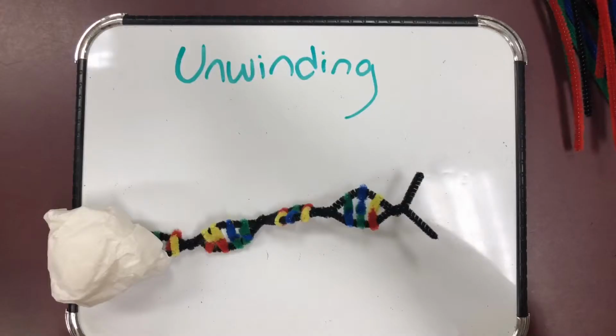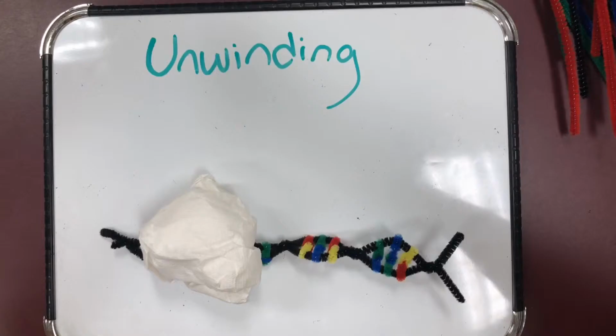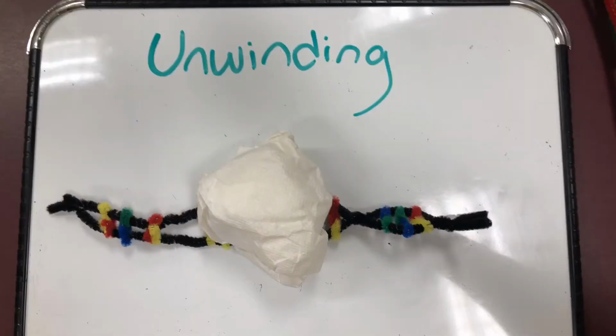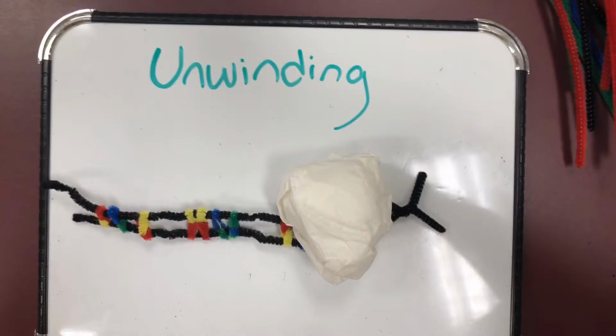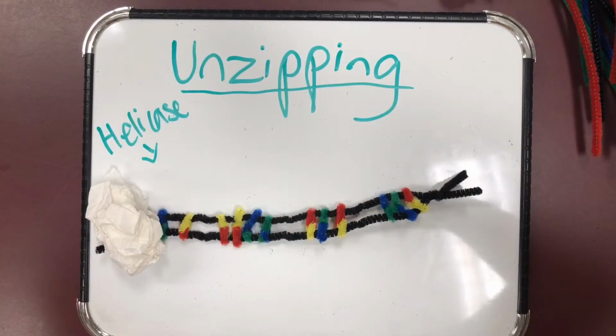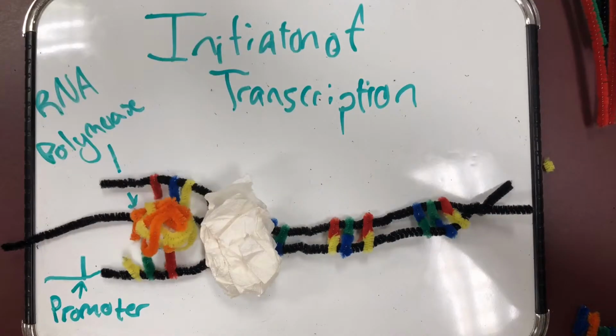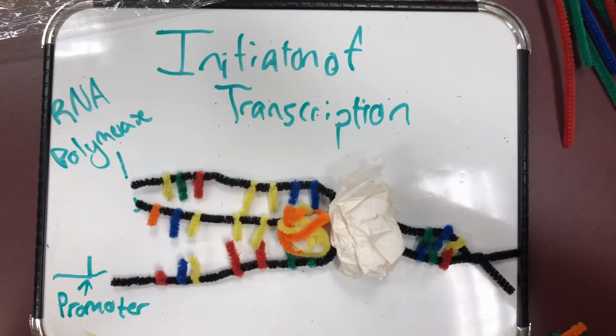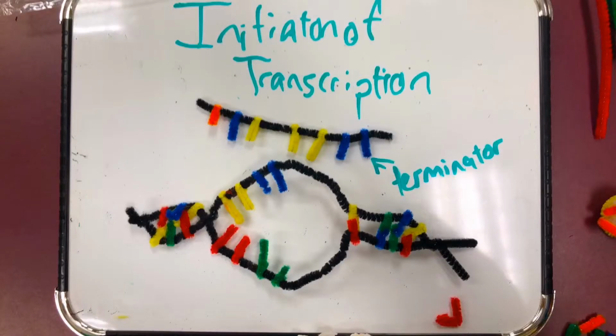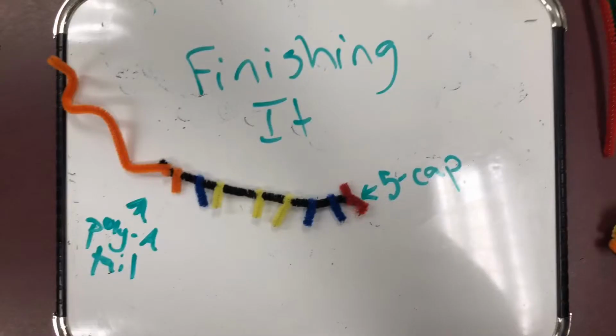For replication of DNA, it must first get unwound, which happens by an enzyme coming along and straightening it out. After that, we unzip it with the helicase, which is that enzyme. The promoter tells this where to happen, and the RNA polymerase is the thing that makes the bases match up. At the end of this, there's a terminator, which tells the enzymes to stop working. Then to finish this off, you just add a poly-A tail and a 5' cap.